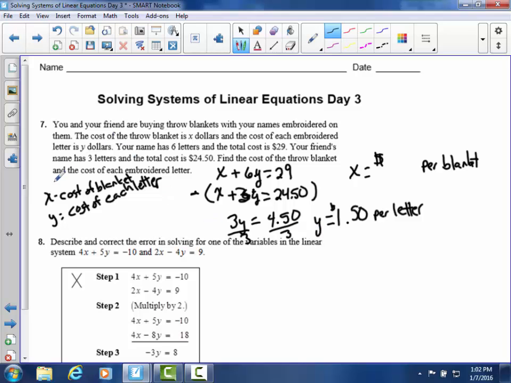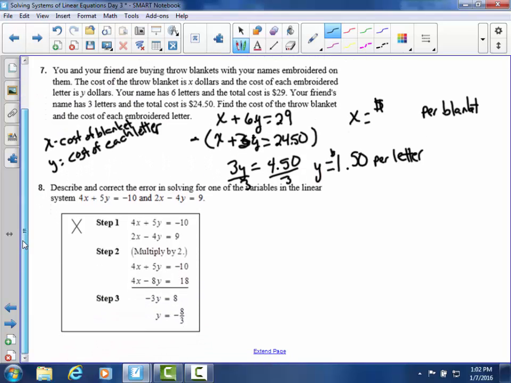Okay, number 8. Describe and correct the error in solving for one of the variables in the linear system. Okay, so they wrote down the 2 equations here, and then they said multiply by 2. I noticed this 2x minus 4y isn't down here, so I think they must have multiplied that by 2. Let's see, 2 times 2 is 4, 2 times 4 is 8, 2 times 9 is 18. Yes, that's what they did there.